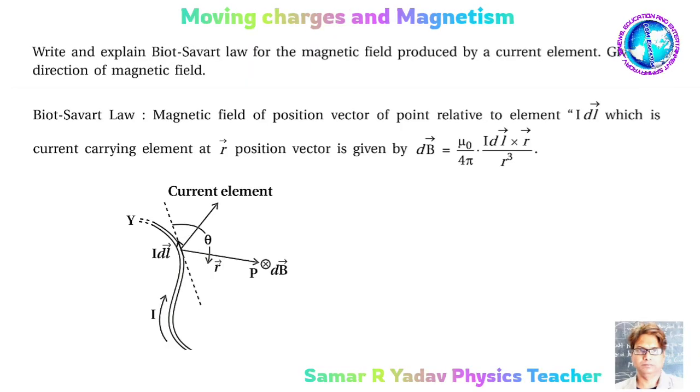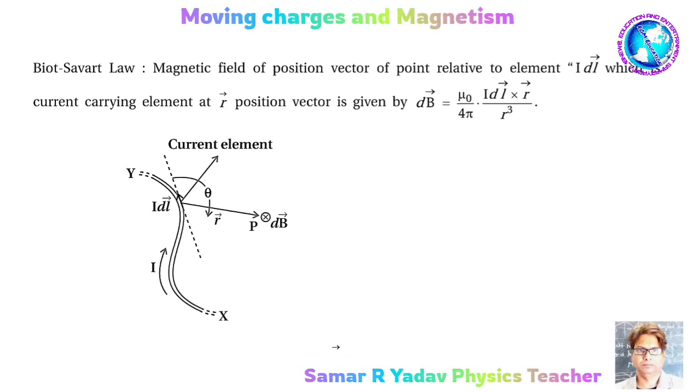Biot-Savart law: the magnetic field at a point with position vector r relative to the current-carrying element I dl vector is given by vector dB equal to mu0 upon 4 pi times I dl vector cross r vector divided by r cube.